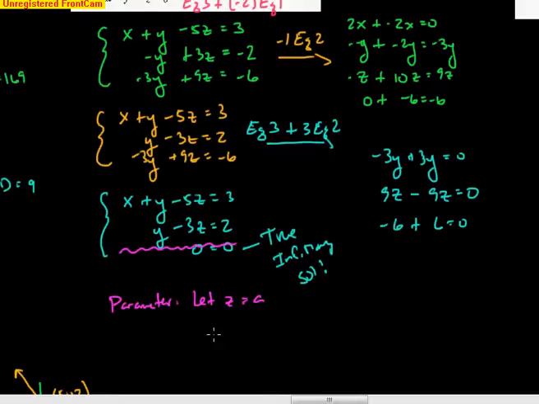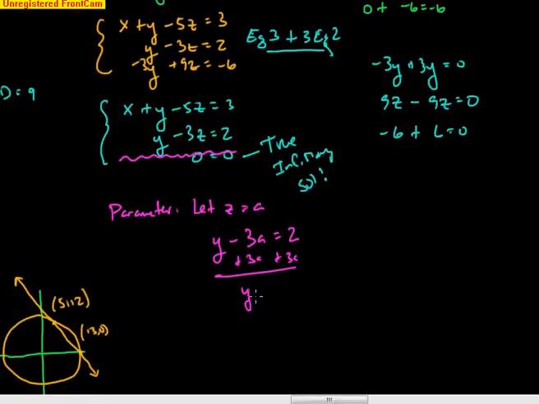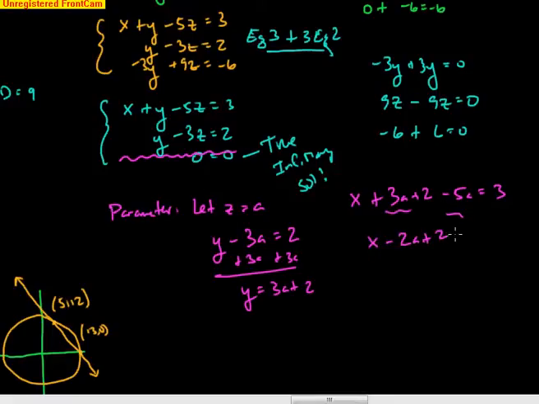So y, now we're using back substitution. Y minus 3a equals 2. Add your 3a. Y equals 3a plus 2. There's my y. Okay? And now I'm going to plug both of those into the top equation. X plus 3a plus 2. Notice because it says plus, I don't need parentheses. Minus 5a equals 3. Combine your a's. X minus 2a plus 2 equals 3.